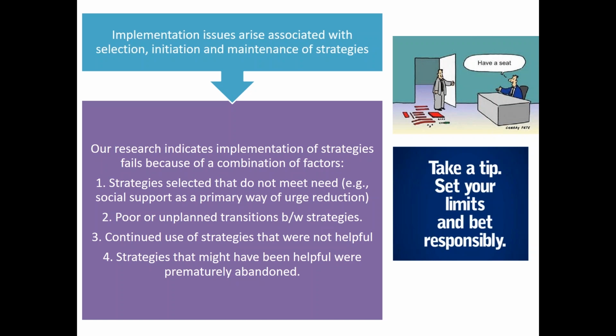It might be that they make poor or unplanned transitions. So the person might say their strategy is absolutely to avoid being in places that serve alcohol. And then they go to a birthday and that ends up being in a pub, a place whose primary job is alcohol. So they need to swap to a different strategy for what they do when they're in that environment. People also continue to use strategies that are not helpful, and it's really astonishing how often people do this.